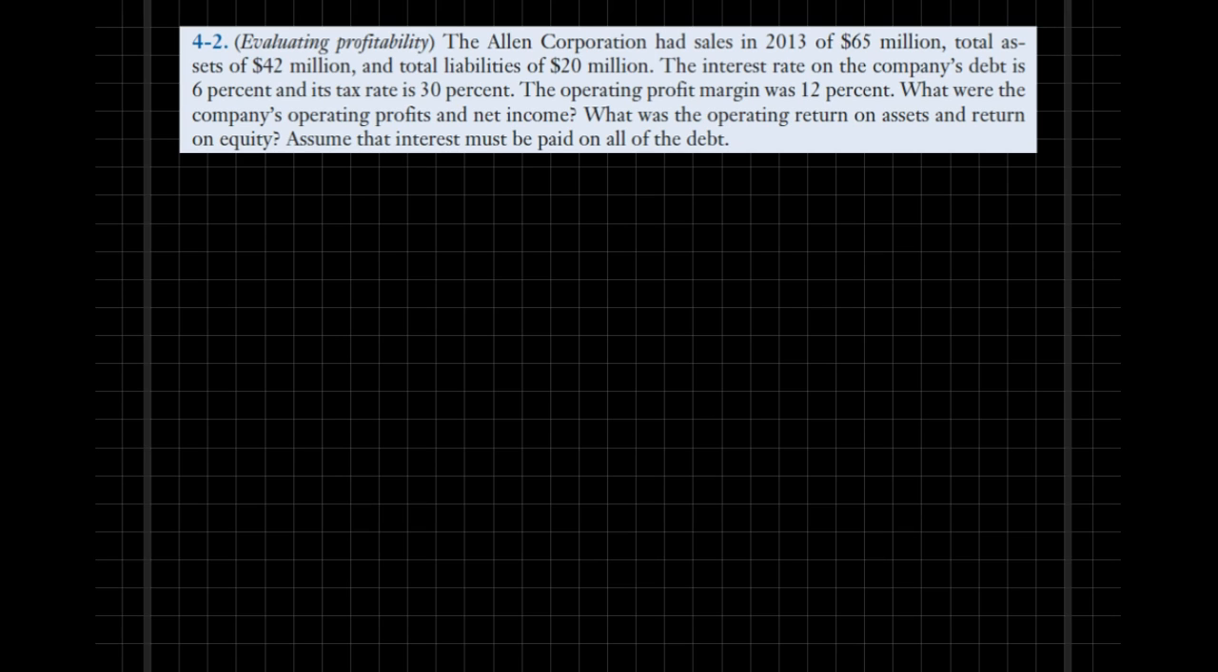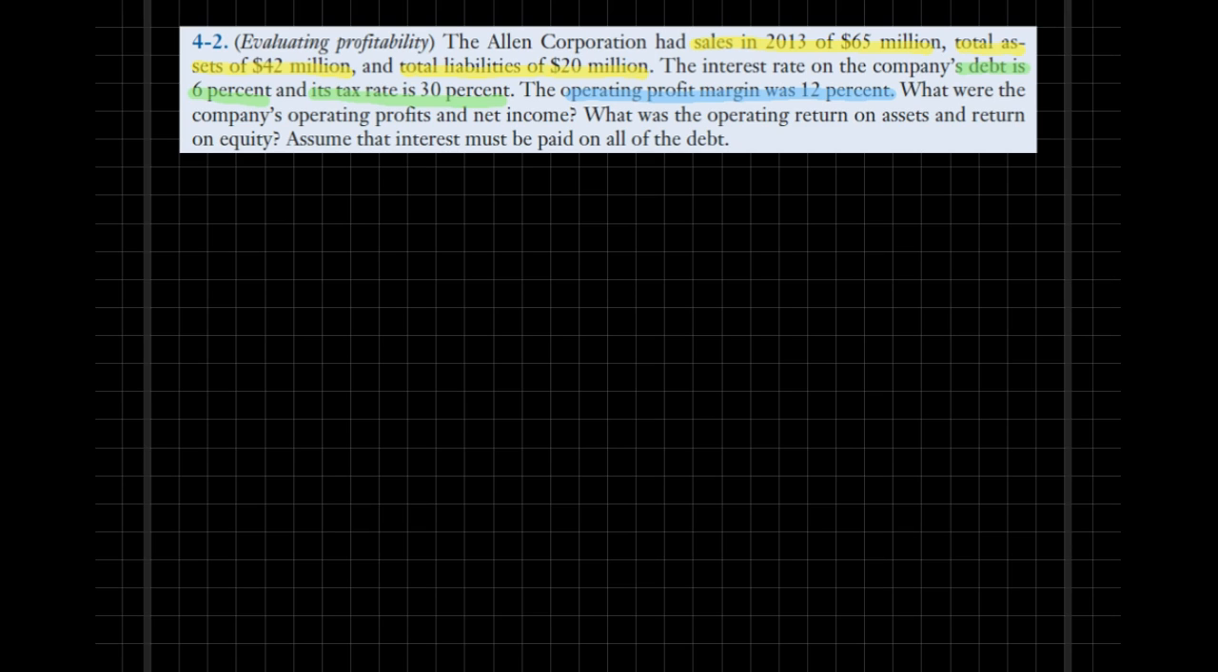We are provided with some key financial information, including sales value, total assets, and total liabilities. We are also provided with two other crucial pieces of information, including the company's debt rate and its tax rate. In fact, we are also given one additional piece of information, which is operating profit margin. So based on all these things, what were the company's operating profits and net income?